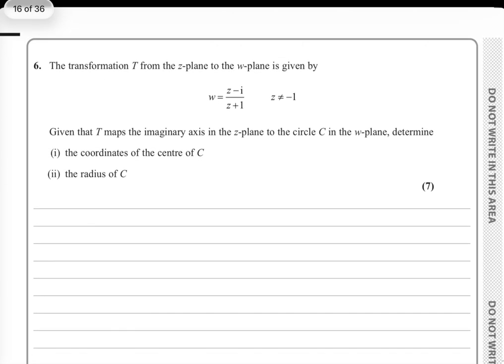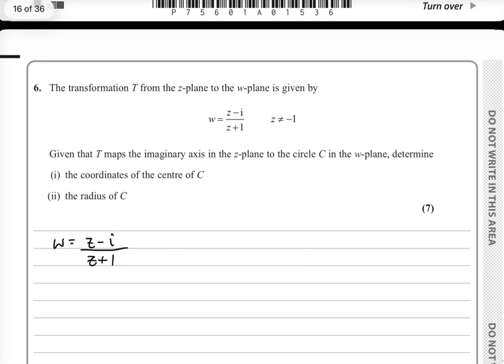On we go. Question number 6, transformation. So we've got our usual approach, jumping straight in without even having really read the question. That's a bad thing to do. Let's not do that. The transformation t from the z-plane to the w-plane is given by this. Given that t maps the imaginary axis in the z-plane to the circle C in the w-plane, determine the coordinates of the center of C and the radius of C.